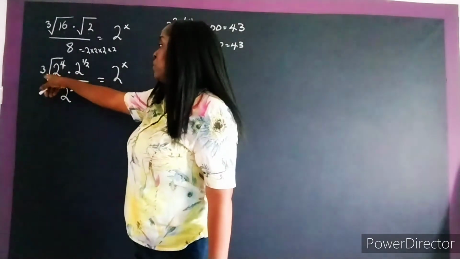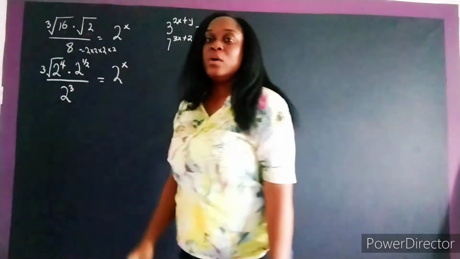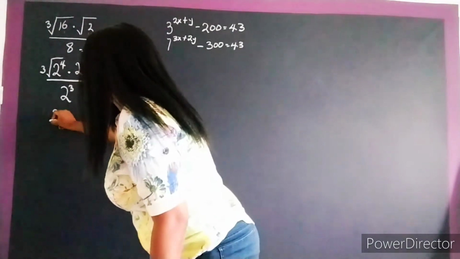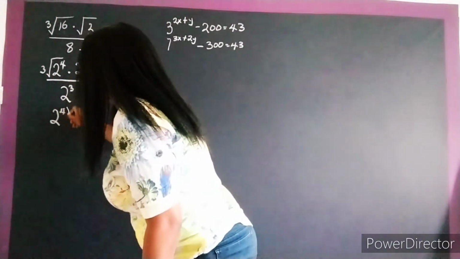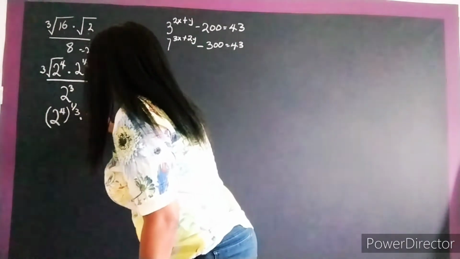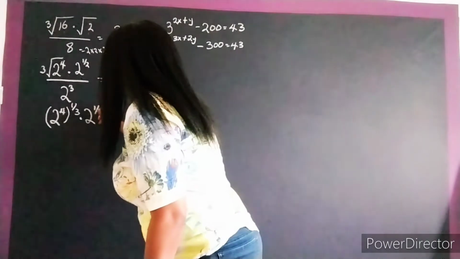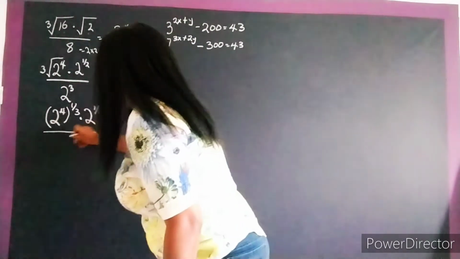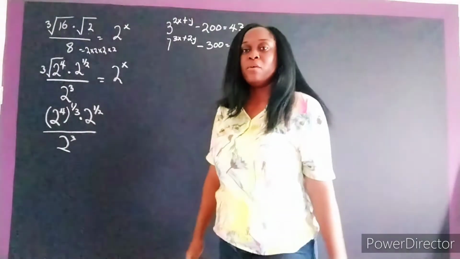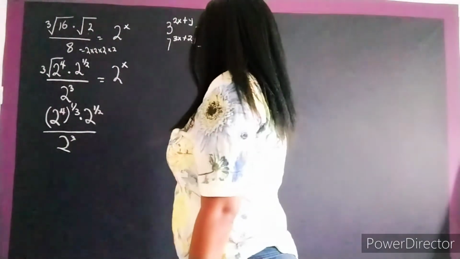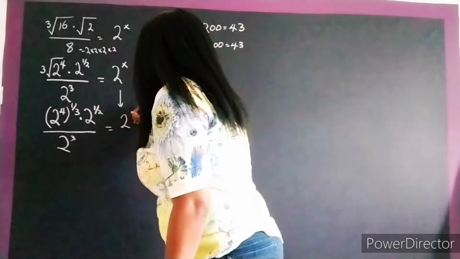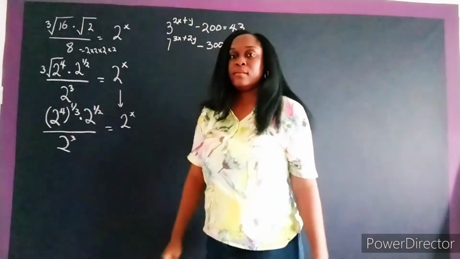We're going to remove this cube root sign and turn it into an exponent. So how will it be? It will be 2 raised to the power 4 (bracket 1 over 3) times 2 raised to the power 1 over 2, all over 2 raised to the power 3. Good. Then we'll bring this down to be 2 raised to the power x.